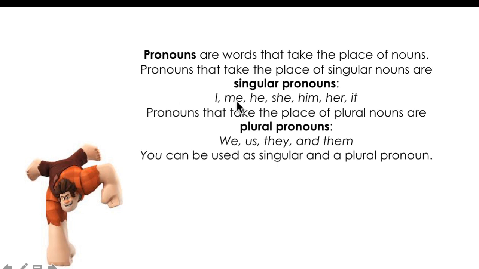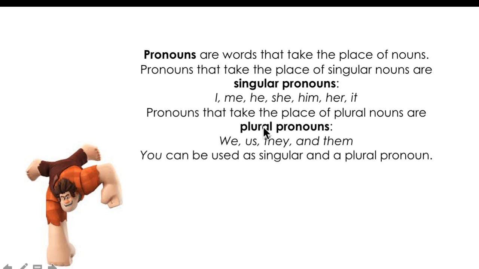I and me. When you're talking about yourself, you will use these two pronouns. He, and also him, is used for one boy or for one man. She and her is used for one girl or one woman. And it is used for one place, one animal, one thing. It is also used for a baby. If you don't know if it's a boy or a girl, if you hear the baby crying, you will say it is crying, because you have to see the baby first.